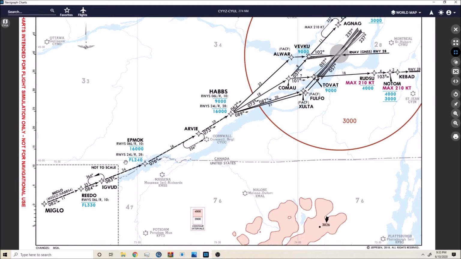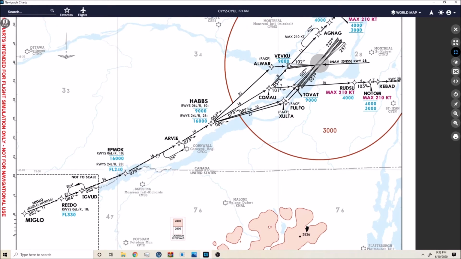Arrive, and we want to make sure that your FMC is programmed like this. If you're using the Boeing aircraft, I think Airbus does it as well, it would say 240B, which means 240 below. If it had an A, it's above. Arrive, then at HABS for 24 left and right, we've got to be 16,000 feet or below.